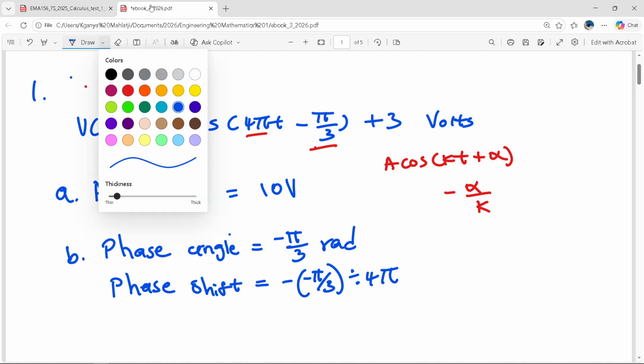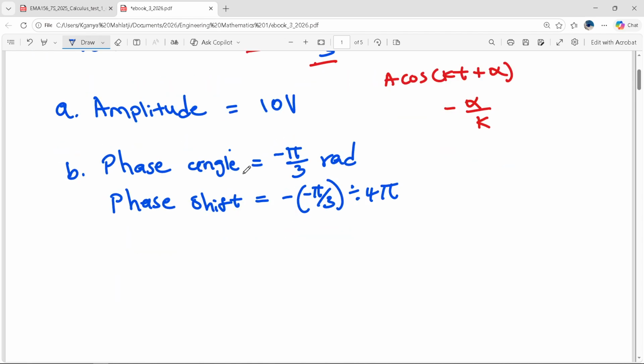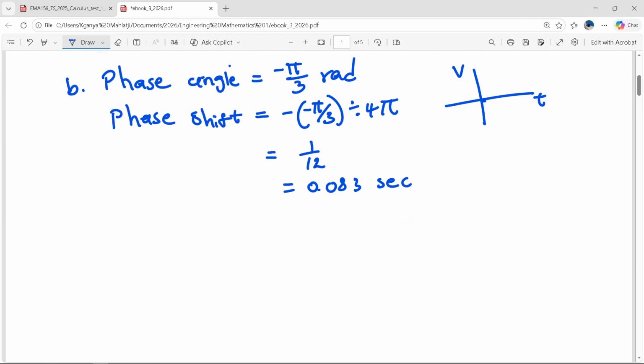Okay, let's continue. Then from here you will have 1 over 12, which is 0.083 seconds. Remember on that waveform, here it's seconds, here is voltage, so the shift will occur along this t-axis. Then let's continue.